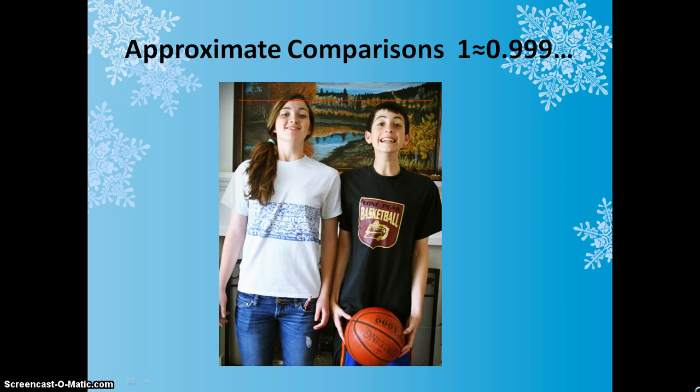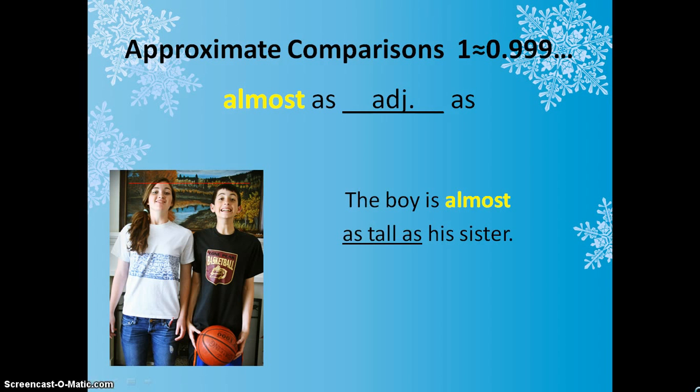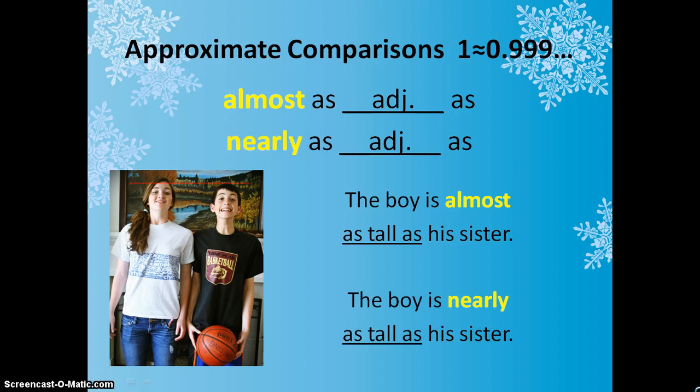Here's a picture of a boy and his sister. Notice that they're not exactly the same height, but they're very close. So, we can use almost to talk about how close they are in height. For this picture, we can use the sentence, "The boy is almost as tall as his sister." We can also say nearly. The boy is nearly as tall as his sister. This means the same thing. Almost as tall as or nearly as tall as both show that they are very close in height.